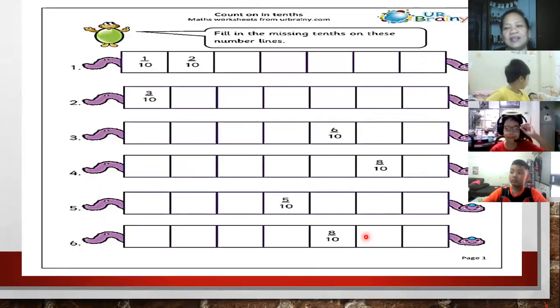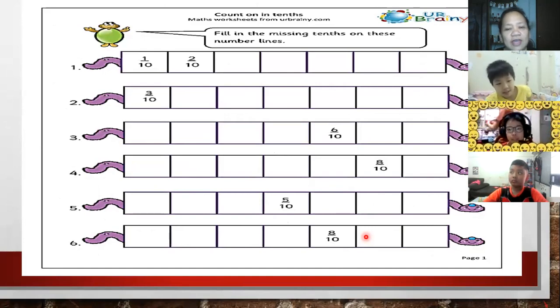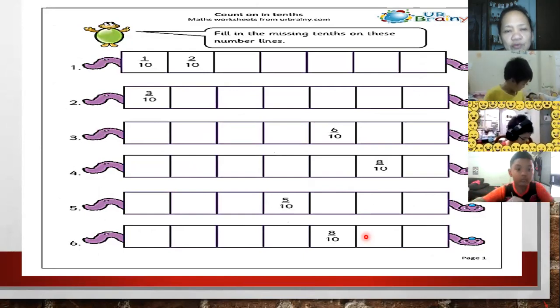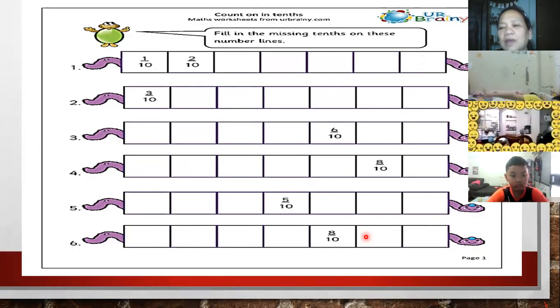Let me see if you know this to count on in tens. Okay. As you see in this activity, you are going to fill in the missing tens on this number line. Okay. Everybody get your notebook in math and then write the date. So let's try to do this activity.